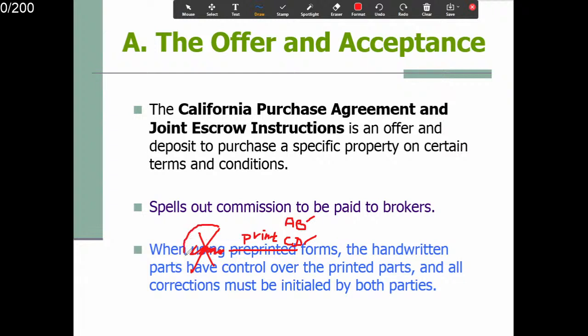Don't do it this way. We don't even know what you're changing. You look like you're trying to hide something. So just a single line through, put the words in, and then initials, depending on how many people are on the contract.